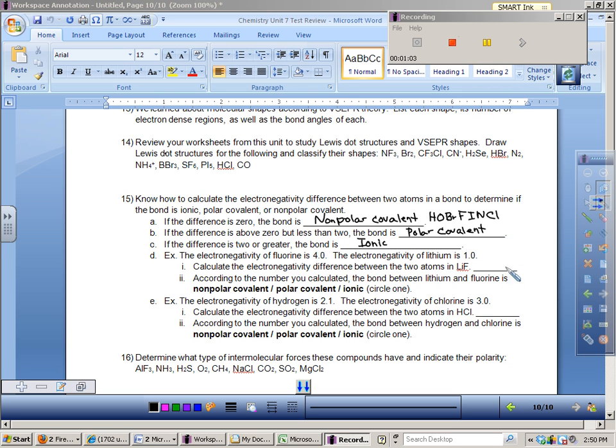If we calculate the electronegativity difference for LiF, we would get fluorine's value of 4. It's always big minus little. The difference would be 3. That means that this would be an ionic bond.